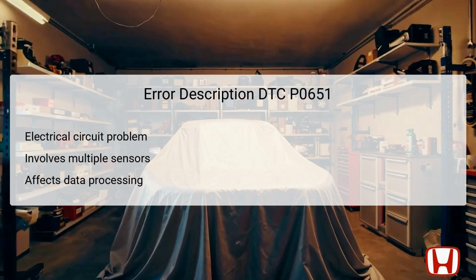These sensors send data regarding vehicle speed and engine load to the Transmission Control Module, TCM, which processes this information to optimize shifting and performance. The CVT speed sensor is typically located near the transmission case, while the torque converter turbine speed sensor is situated near the torque converter assembly. An interruption in power or ground supply to these sensors can lead to erroneous data readings, thereby triggering the P0651 code.